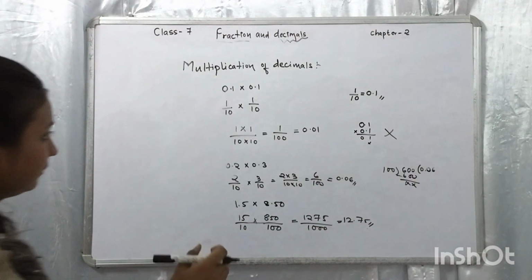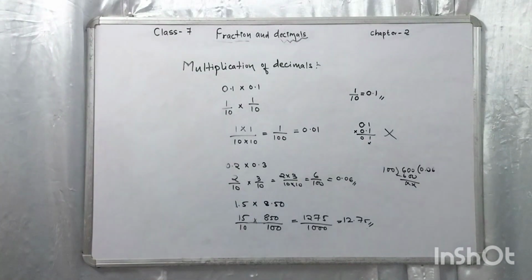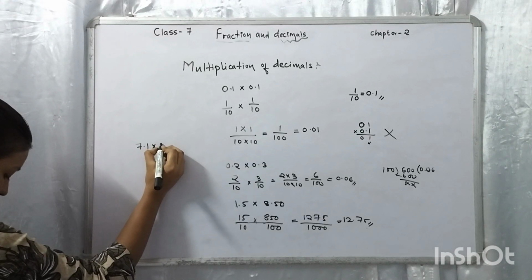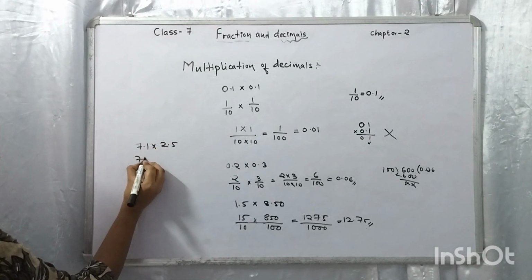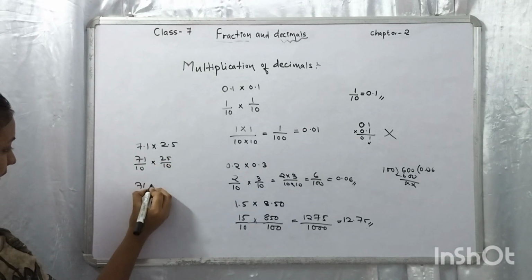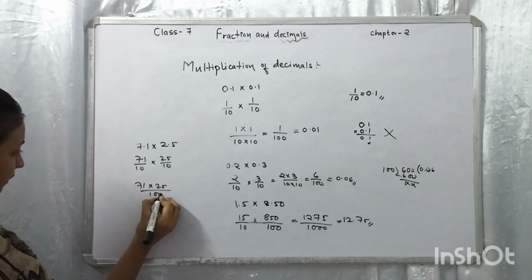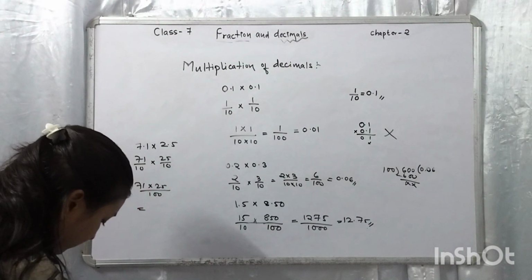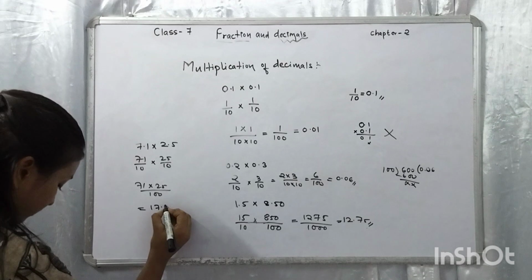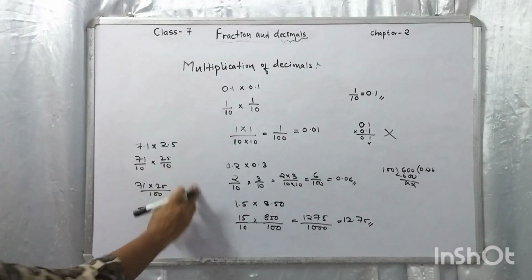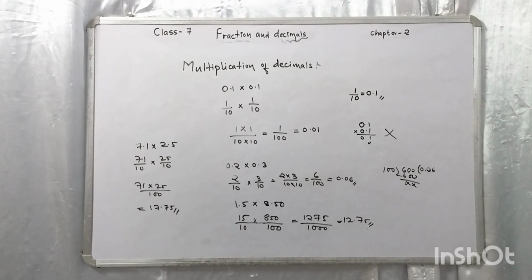So in a similar way, you can complete all other examples. For an example, I am taking one more, 7.1 into 2.5. So this will be 71 by 10 into 25 by 10. So 71 into 25 by 100. So this will be something like 17.75 or something like this. Fine. So the main thing is you need to know the process of doing it.